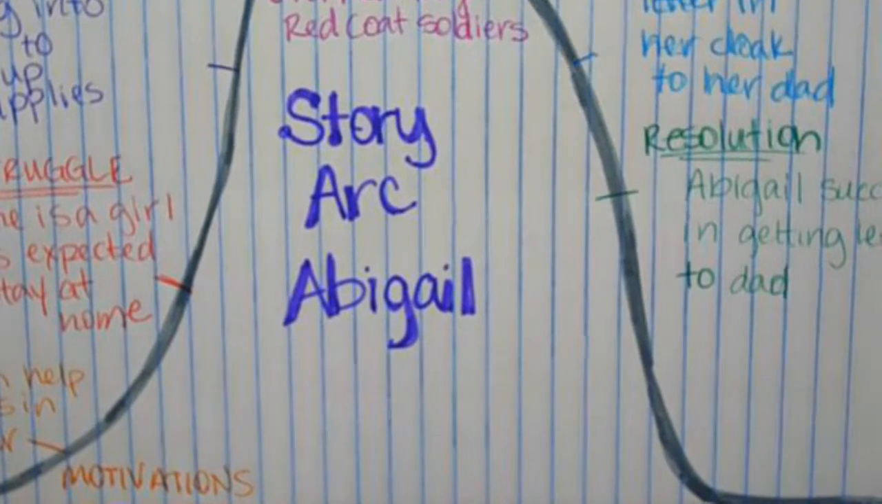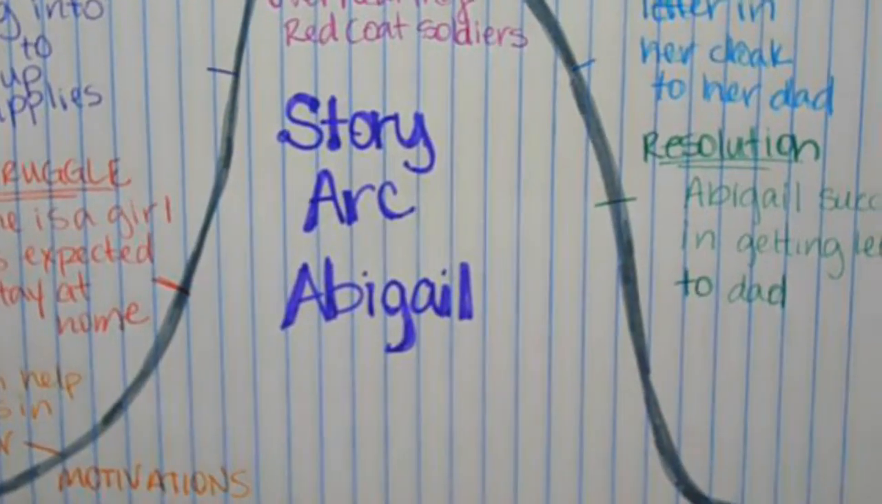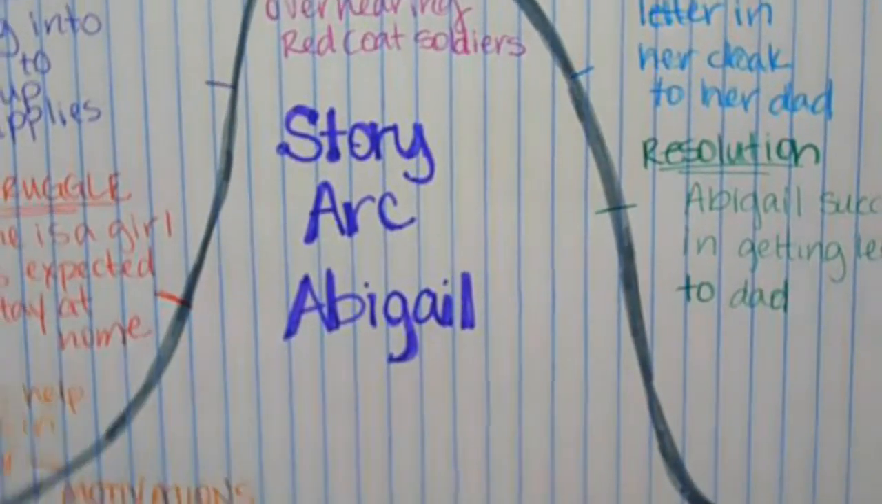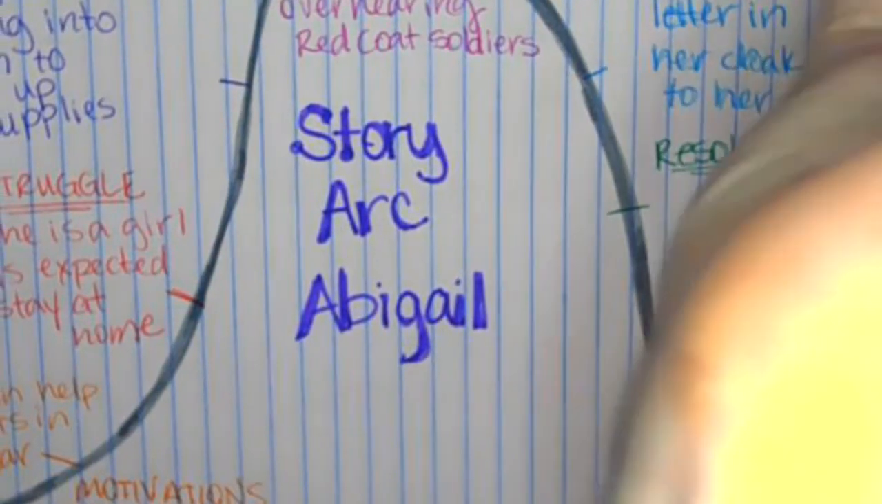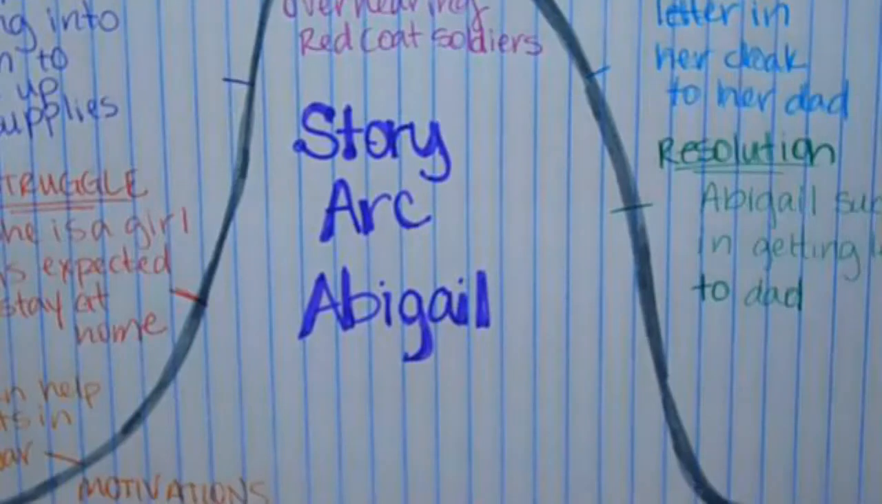So now I'm going to create a resolution. So in my resolution, Abigail is successful in getting the letter to her dad. It's cut off a little bit, but you get the point. And then at the end of this storyline plot, we're going to have to add what our character learned or how our character changed. So I'm going to go ahead and add that in.